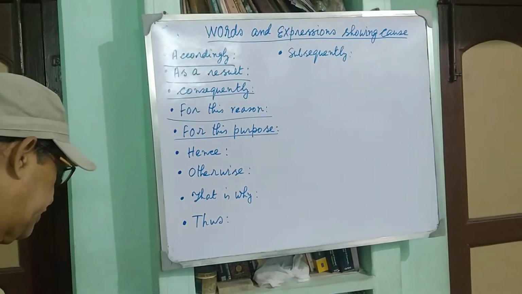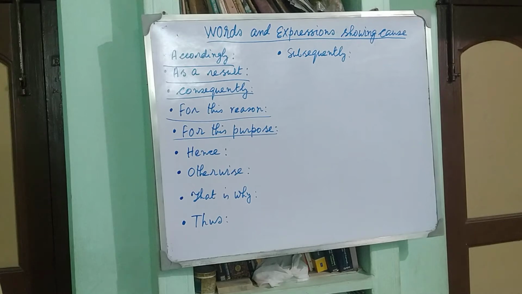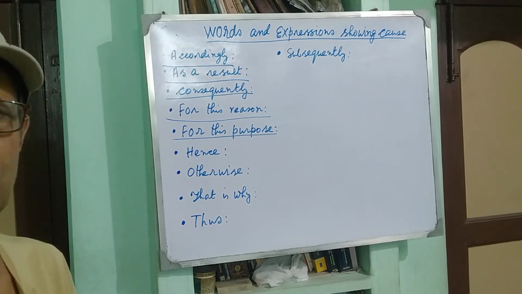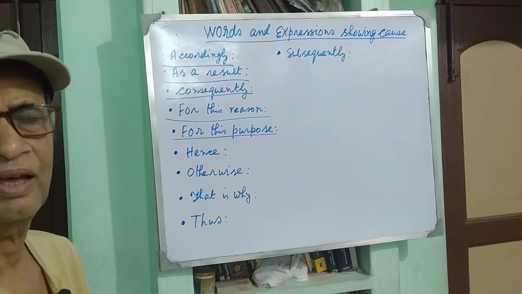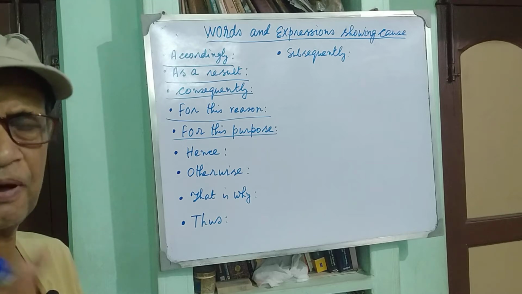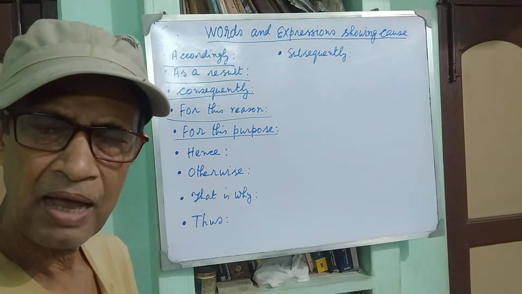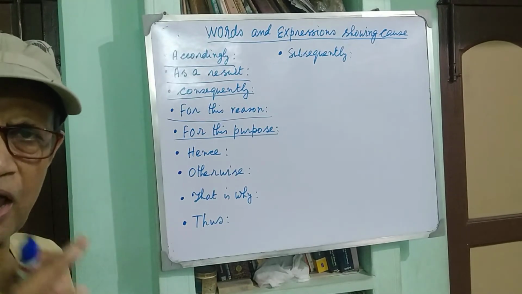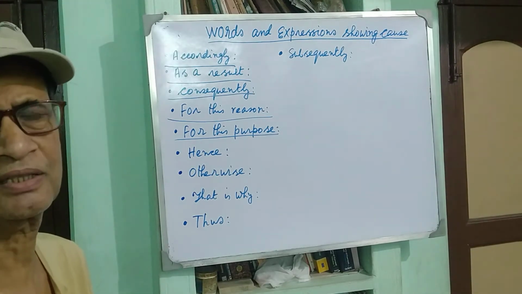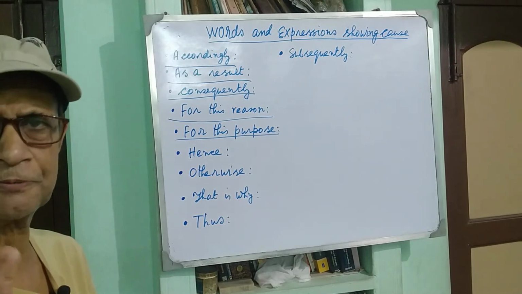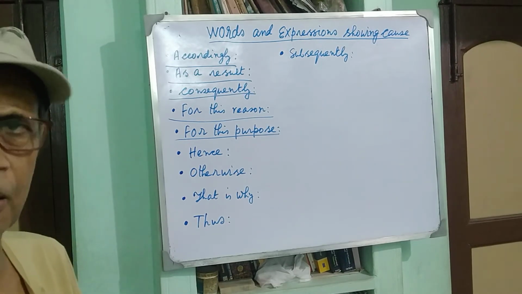Now let us use it. For this purpose. The government is trying to help the farmers nowadays, and for this purpose the government is transferring a certain amount of money to their bank account. The government is trying to help the farmers to grow more, and for this purpose the government is transferring a certain amount of money to their bank account. So this is the objectivity of the government.